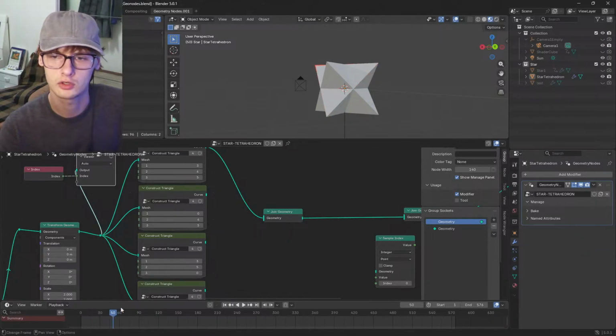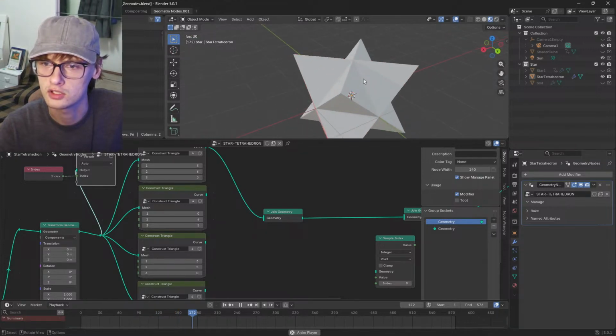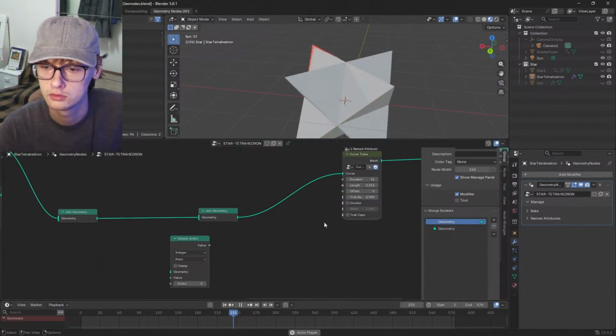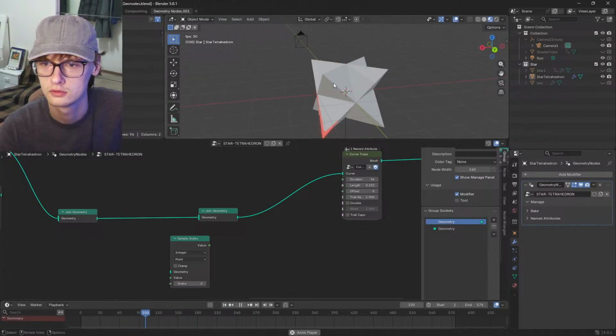Whoa, why is it jumping around like that? I mean, that's kind of cool. It's very strange. Huh. It's kind of cool. But I want it to look more like this.